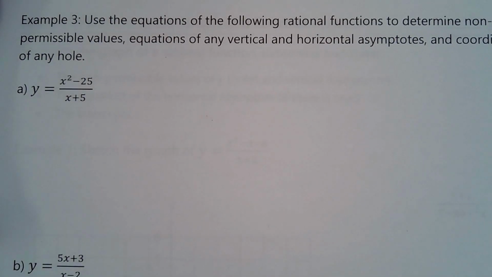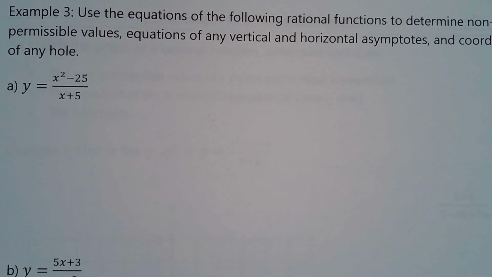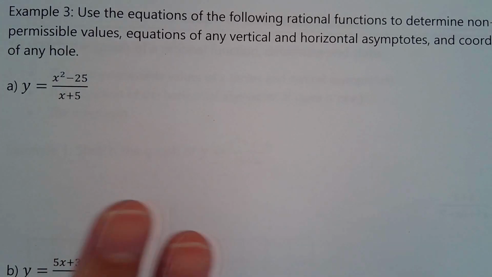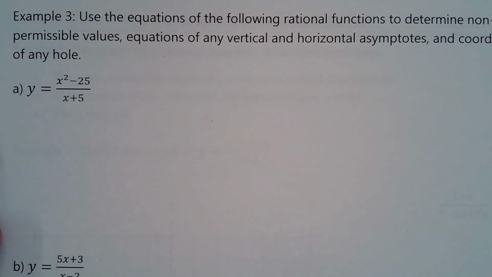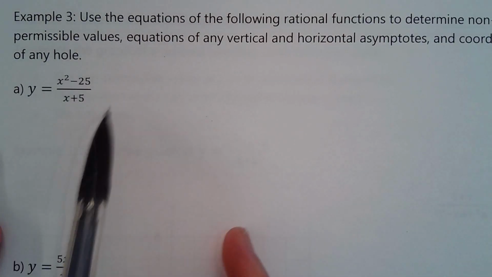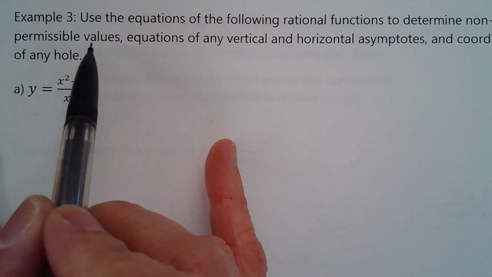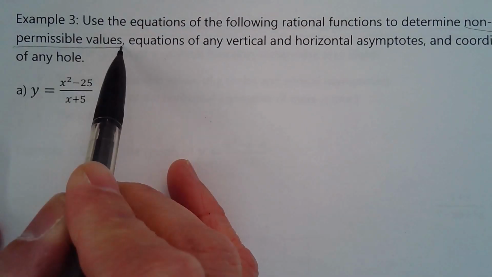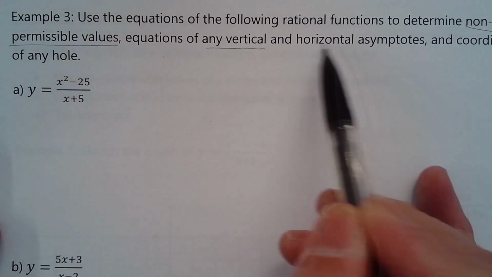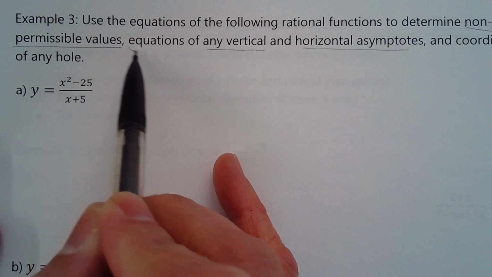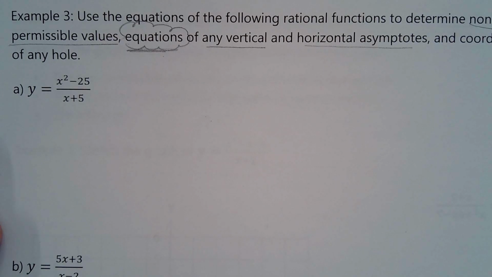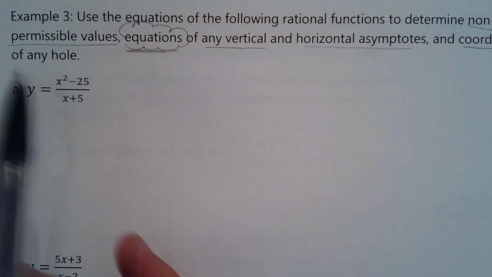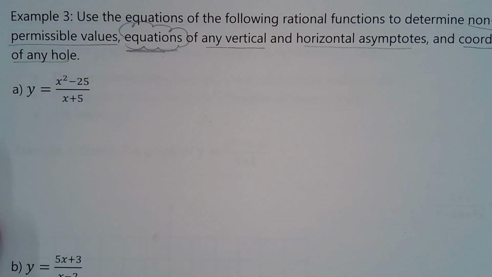Is that better? Okay. So let's take a look at example number 3. This one, as you can see, has no graphs given at all. What we're going to do is look at the information in here and find out the non-permissible values (NPV), and the vertical and horizontal asymptotes. Can you see the word equation? It has to be an equation, so there has to be x equals or y equals, and then the coordinates of any hole. Those are the things that we're going to do.